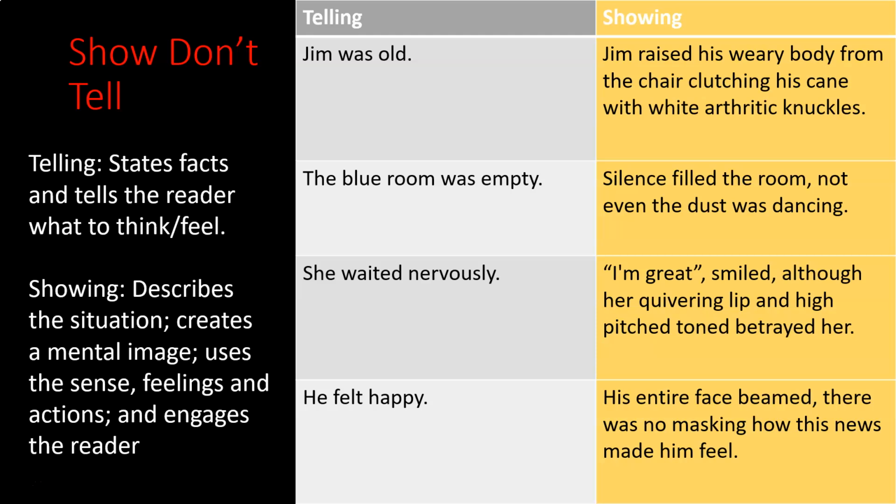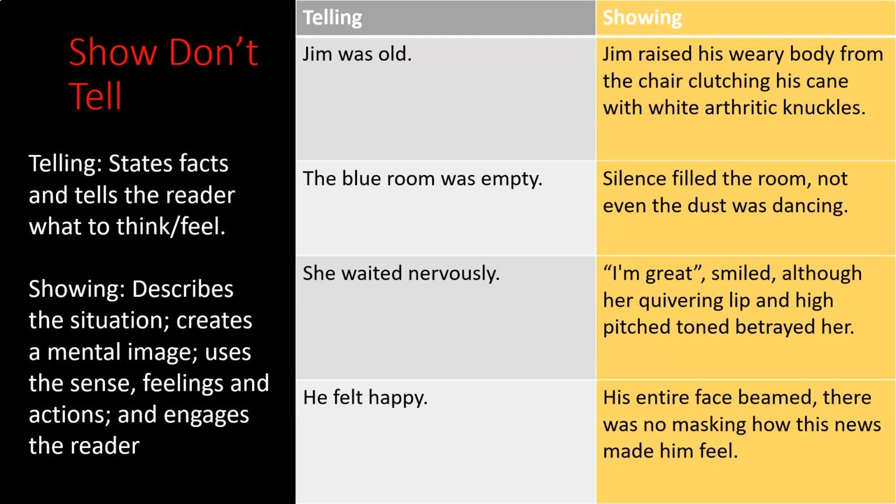You're telling me something. Okay, he felt happy. Again, okay, you're mentioning an emotion, but are you actually helping me to imagine the emotion? Are you helping me to feel the emotion? Not really. You're just stating it. Okay, so all of these are kind of telling sentences. Alright, and these are the kind of sentences we want to avoid overusing within our writing.